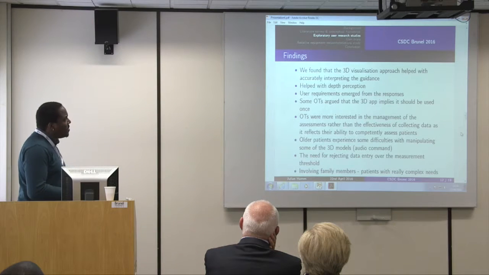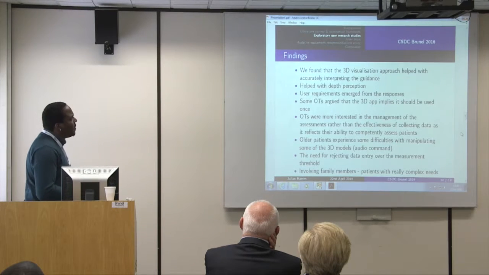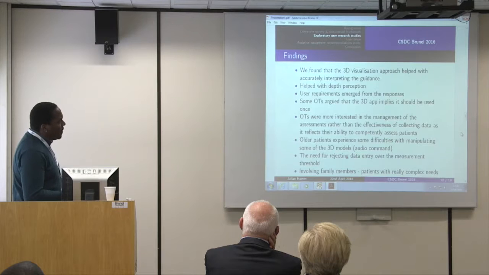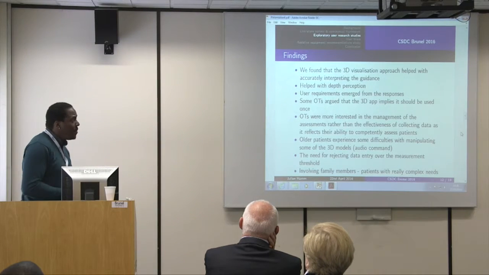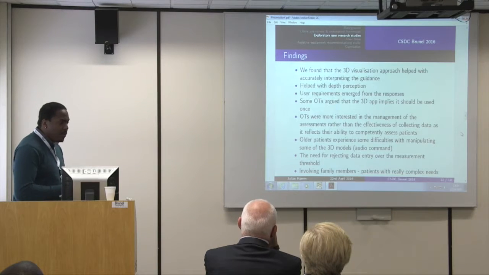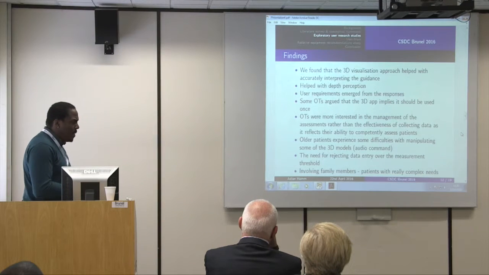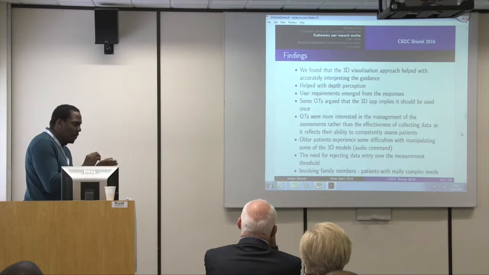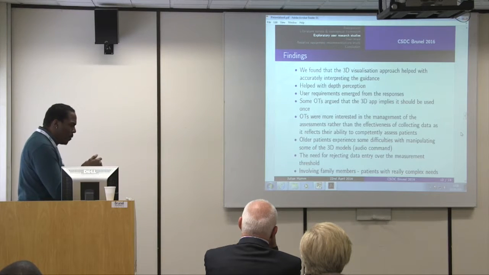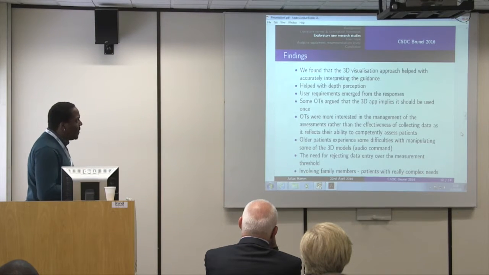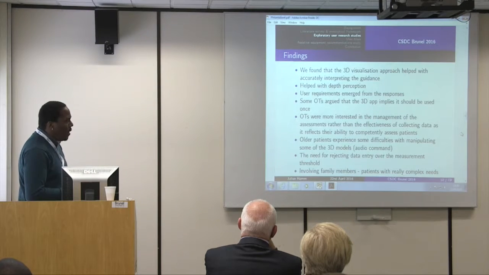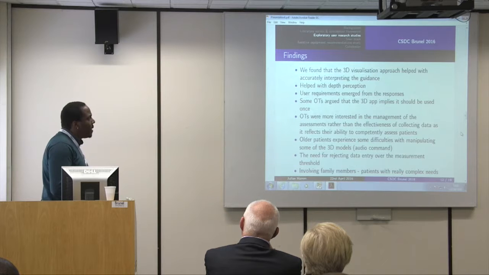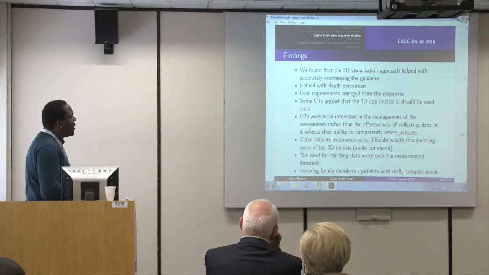The first iteration, we came up with some findings. The first one is that we found that the 3D visualization approach helped with accurately interpreting the guidance. It helped older adults with depth perception to indicate some key areas of where measurements need to be taken within the home. Some requirements emerged from open-ended responses we got back from the interviews and focus groups.